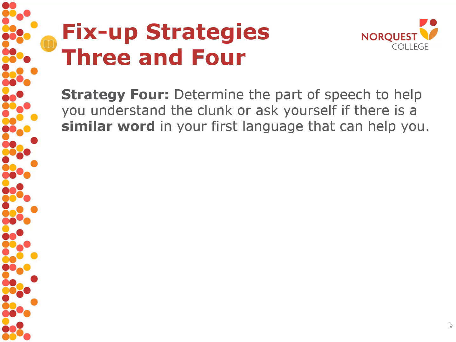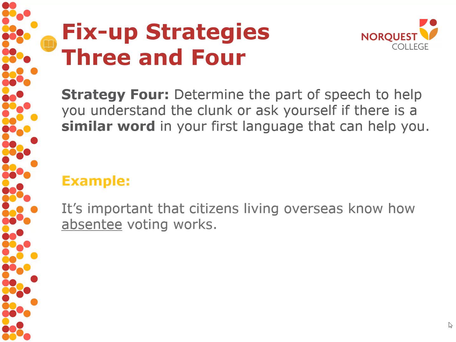FixUp Strategy 4. Determine the part of speech to help you understand the clunk, or ask yourself if there is a similar word in your first language that can help you. For example, it's important that citizens living overseas know how absentee voting works. In this sentence, the word absentee might be a clunk. First, you might recognize that there is a root in here, to be absent. So even if we're not sure what absentee voting is, we know it has something to do with being absent.